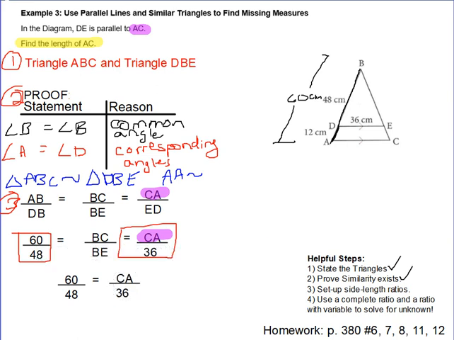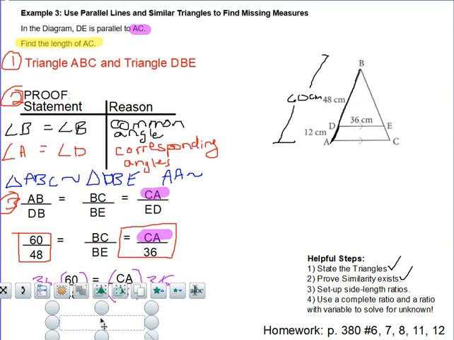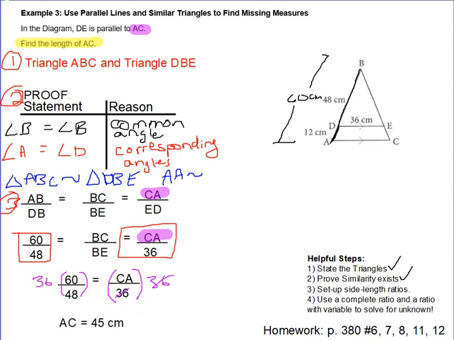You could either cross multiply here or just solve for CA by multiplying each side by that denominator, which is 36. Cancel, cancel. I go right to my calculator, and I do 60 divided by 48, and it gives me 1.25, and I times that by 36, and we get 45 exactly. So AC, or CA, whatever you want to call it, is 45 centimeters in length. Good, that's step 4. Okay, folks, that's solving similar triangles.